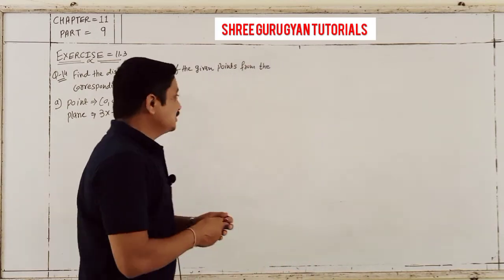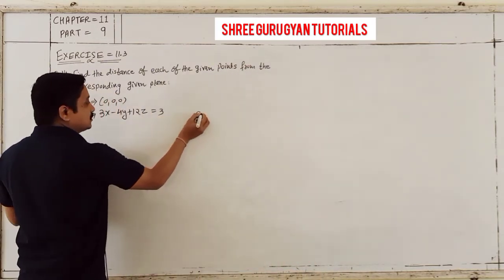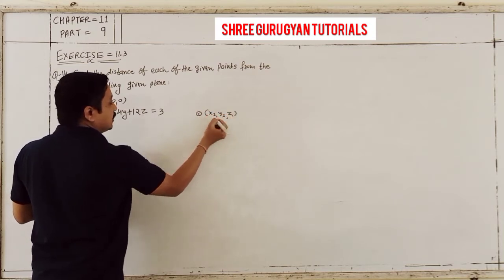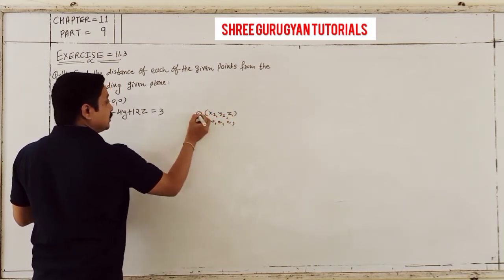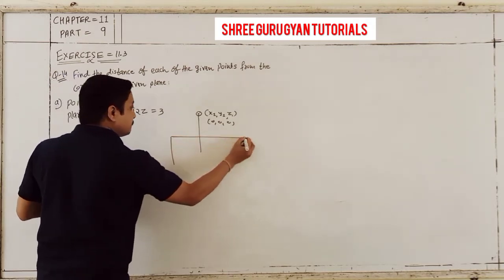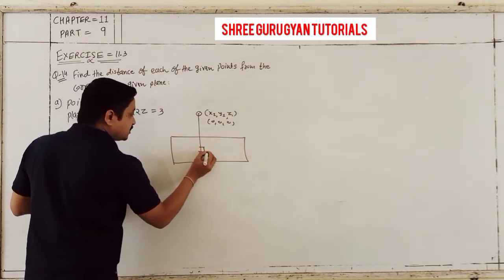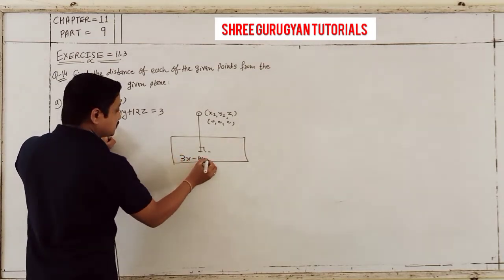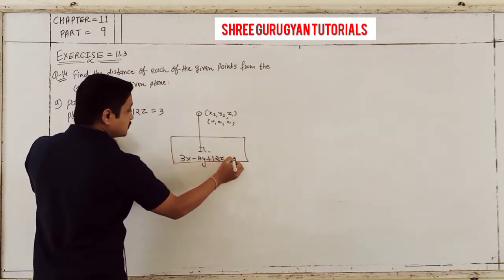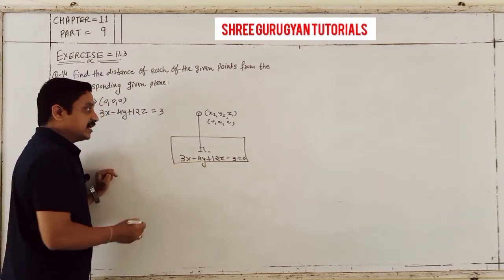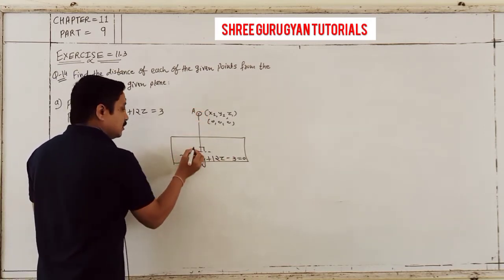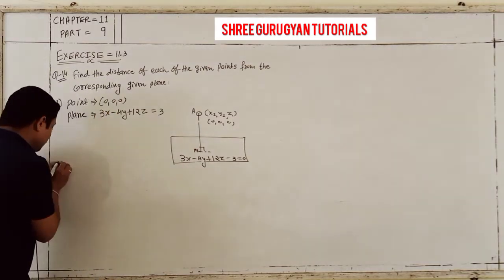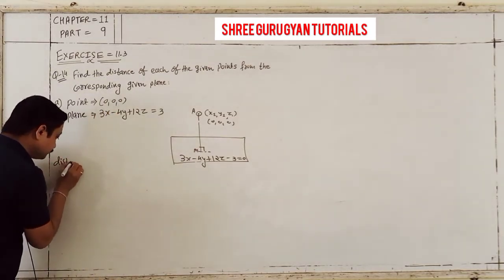It's very easy, students. Consider that's your point x1, y1, z1, which is 0, 0, 0, and that's your plane 3x minus 4y plus 12z minus 3. That's your point A to point M. So very easy, you know the distance formula.